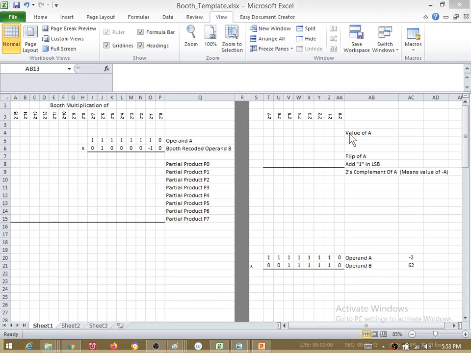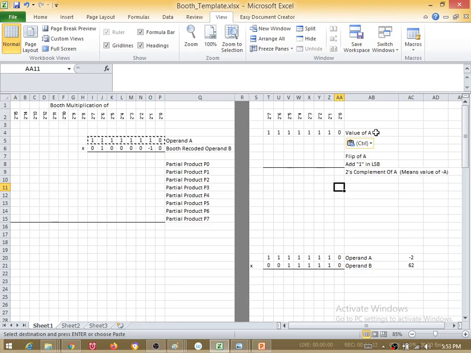So by the way, what is the value of A? That is the same as operand A, which means I can simply use this same value. This is the value of A. We will keep it aside, just for our reference. Remember that the value of A is equal to minus 2. Why? Because the first digit is negative, and then we can use 2's complement to find out the actual value of the number. I now need to find the value, or the representation, of minus A.